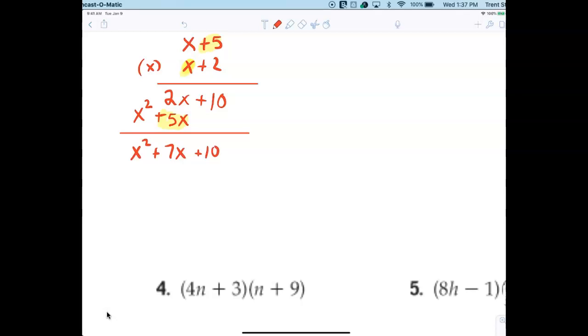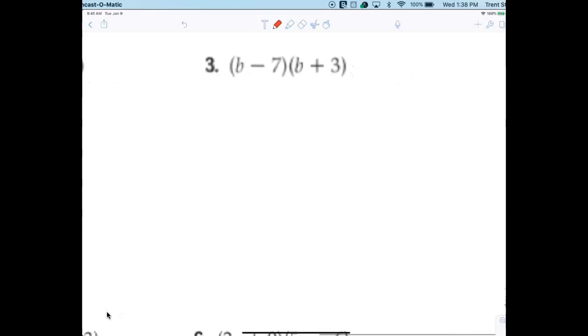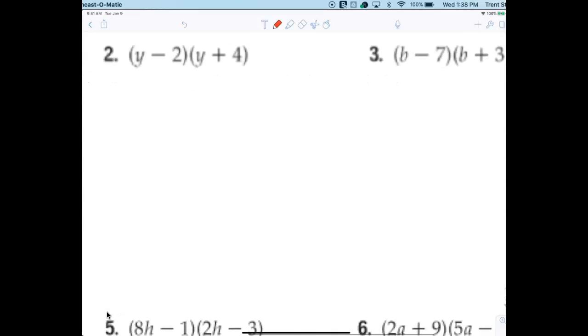We added straight down. Again, guys, please, it is so simple. You have to line things up. You have to remember your rules. So now I'm going to go on to question number 3. Or actually, I'll just do number 2.